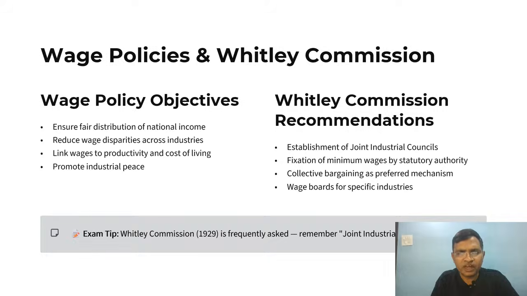Now, the Wesley Commission recommendations. It recommended the establishment of joint industrial councils. Minimum wages should be fixed by the statutory authority. There should be collective bargaining. Wages across the board for the specific industry should be similar. Frequently they may ask about the Wesley Commission 1929. Remember this. Write these things down, that will be helpful to you.